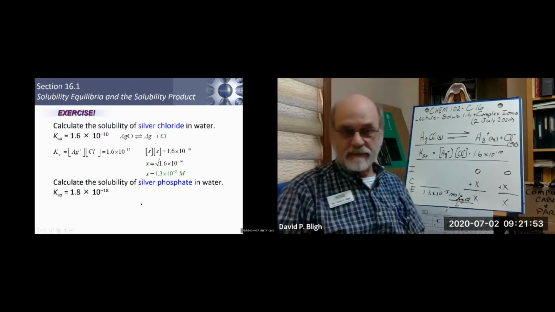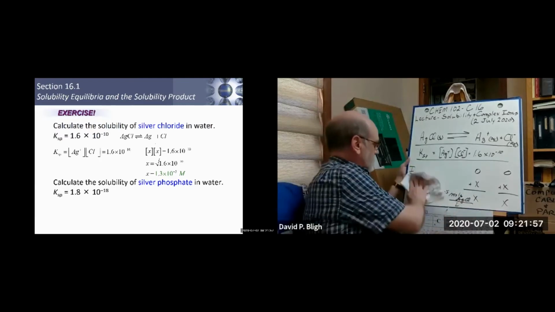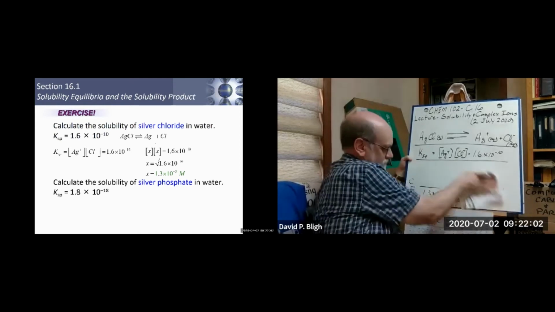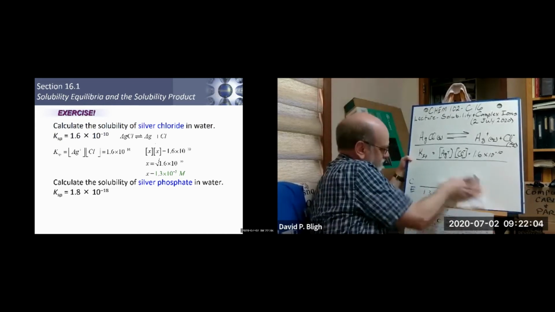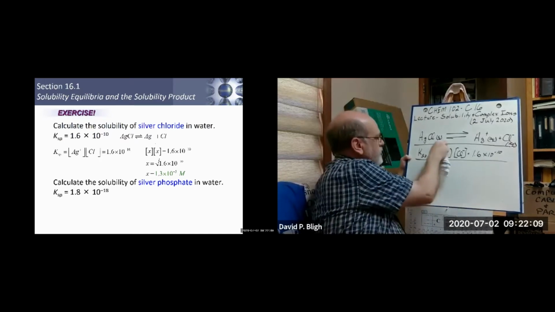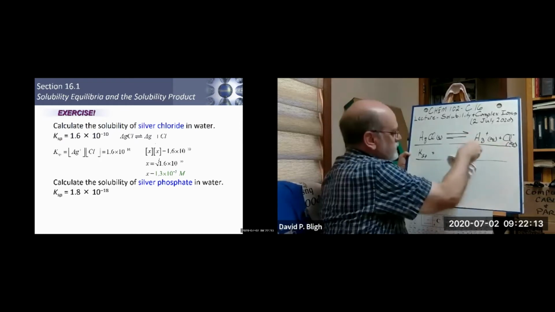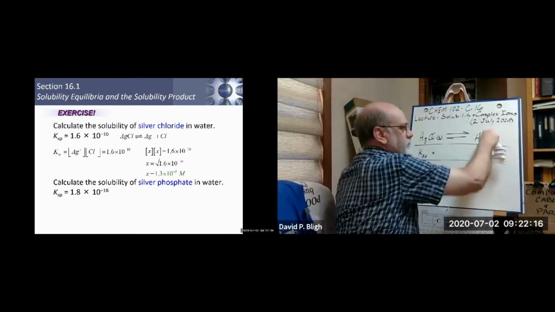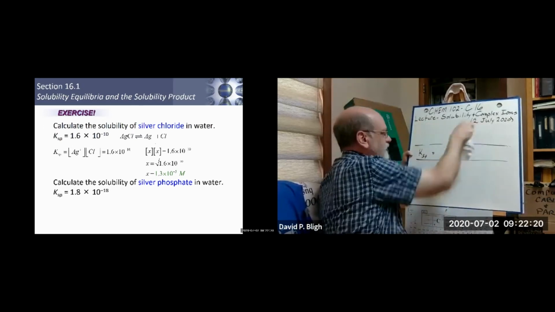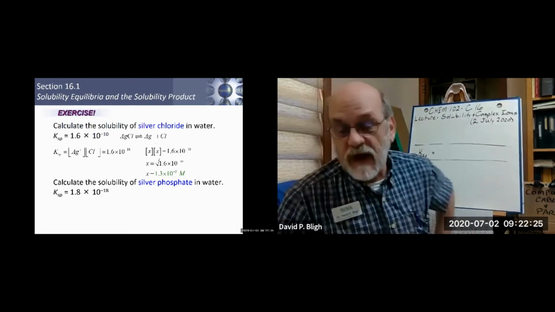Okay, so what about this one, silver phosphate? Let's try that one. Let me just erase these parts, and we're going to have a different equation up here. First thing you need to do, this is a word problem. It just tells you the name of the compound.